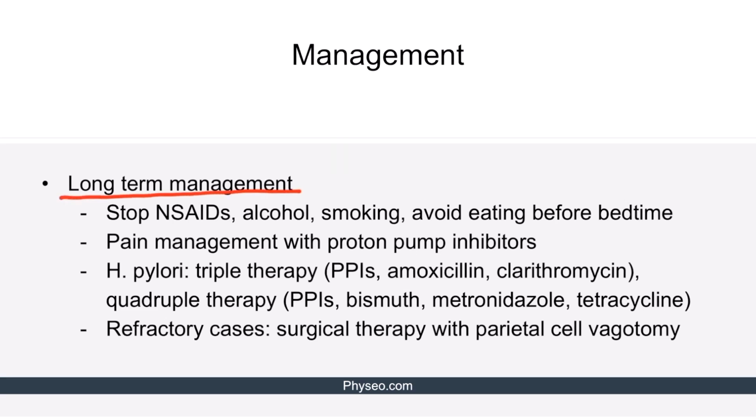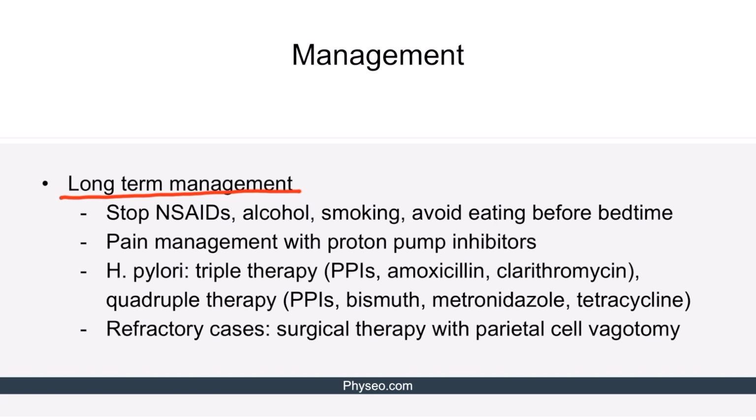The first step in long-term management is lifestyle modifications, including avoiding NSAIDs, alcohol, and smoking. Patients with pain are managed with proton pump inhibitors. As mentioned in previous slides, long-term management with H. pylori infection necessitates triple therapy, such as proton pump inhibitors, amoxicillin, and clarithromycin. Quadruple therapy is required when macrolide resistance and penicillin allergy occur. Proton pump inhibitors, bismuth, metronidazole, and tetracycline are the 4 main drugs with this management.